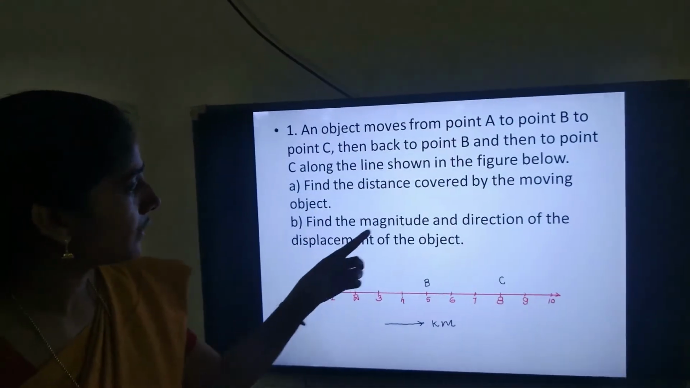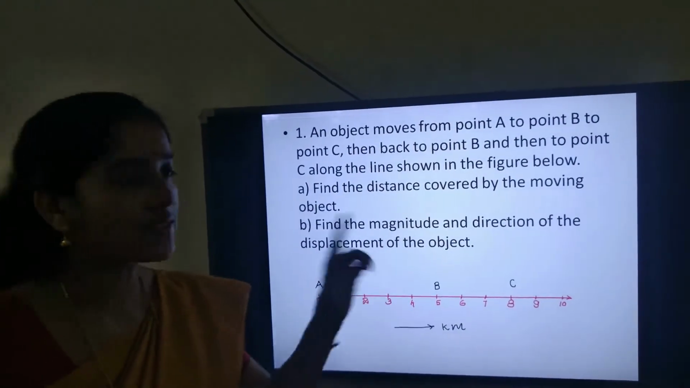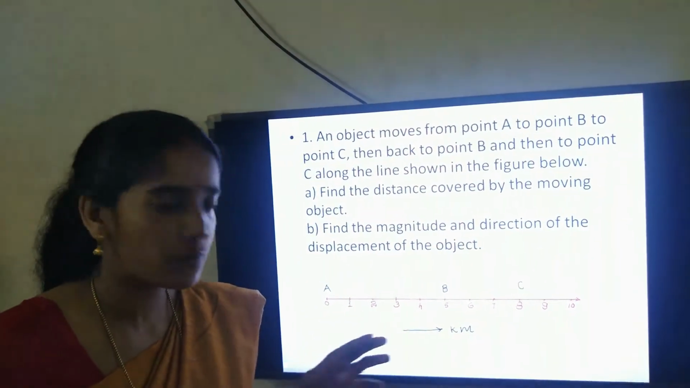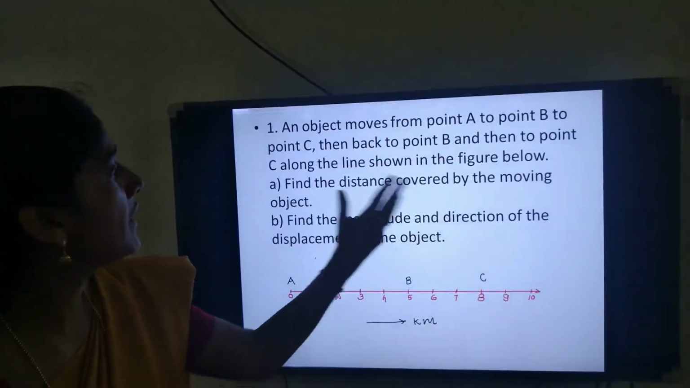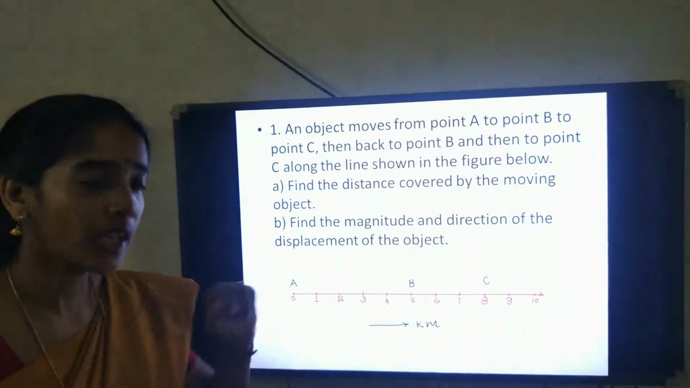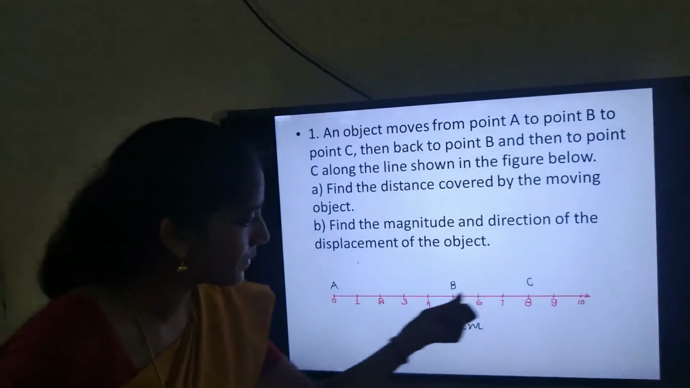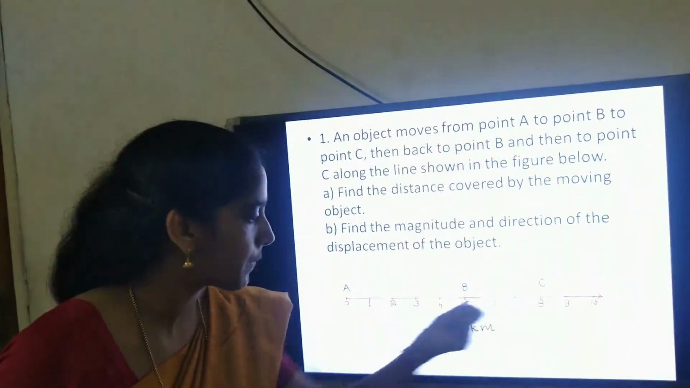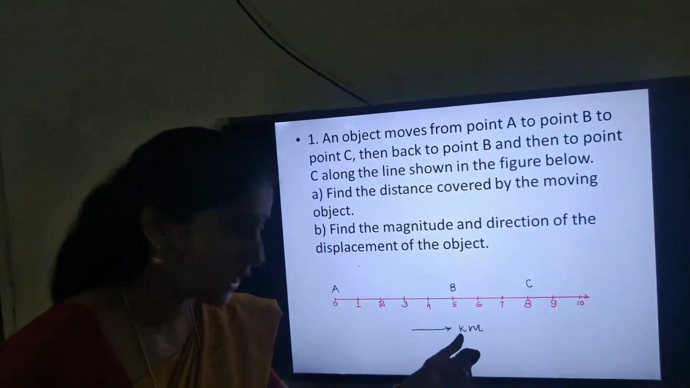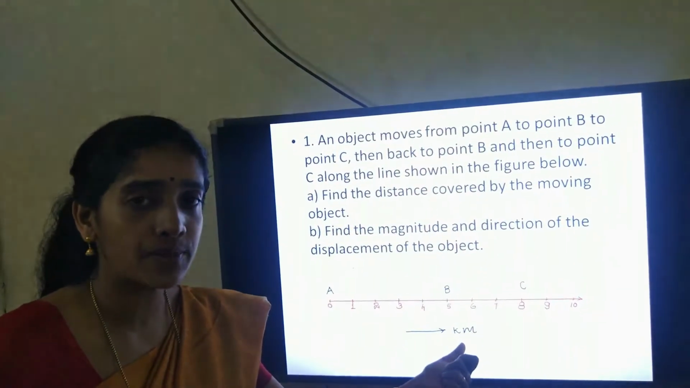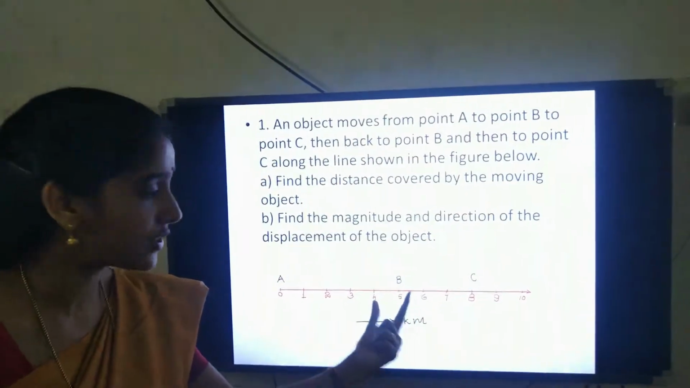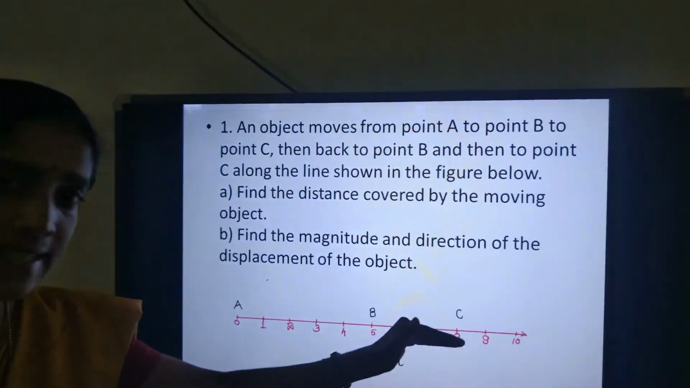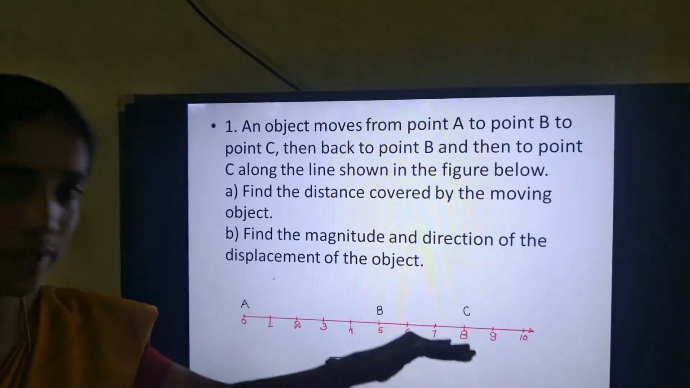Then next, find the magnitude and direction of displacement. So what are the rules for finding displacement? Find the starting point and the end point. Where the object is ending, it is ending at C. Then draw a straight line from starting to end point. So what is the displacement? 8 kilometer. In which direction? We know displacement is a vector quantity. So when you say 8 kilometer, it is only magnitude. So what is the direction? Direction is towards C, or you can write towards right.